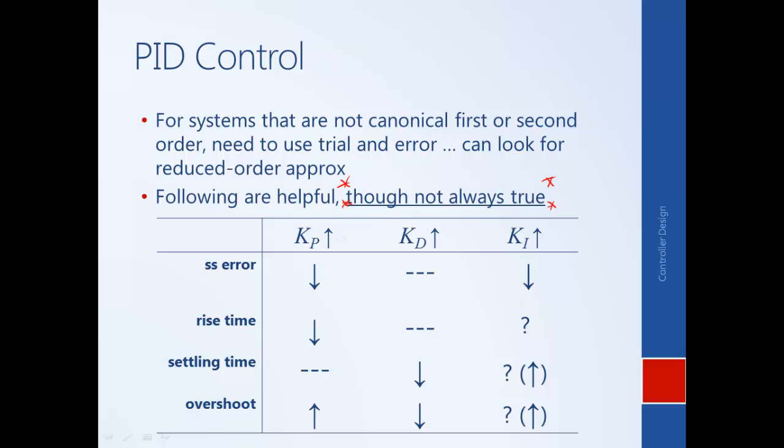Okay, so if you recall, increasing Kp tends to help steady state error, tends to make the system faster, but it tends to cause more overshoot. The addition of derivative control didn't help the steady state error, but it tends to add damping and make the system settle quicker and have less overshoot. Integral control, the addition of integral control tends to help steady state error, but it may make the system slower or more oscillatory.